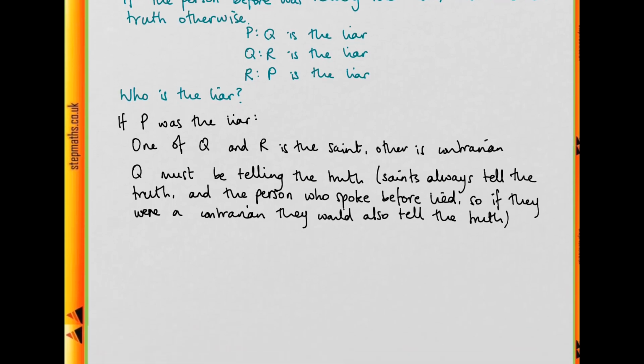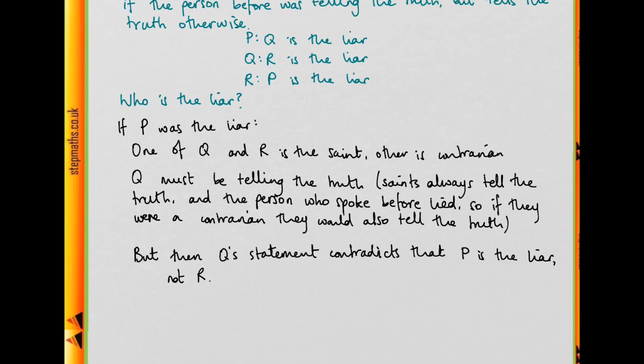But then Q says that R is the liar, and we know this can't be true because we know that P is the liar. So we have a contradiction here. And therefore our original assumption that P was the liar must be wrong. So P can't be the liar.